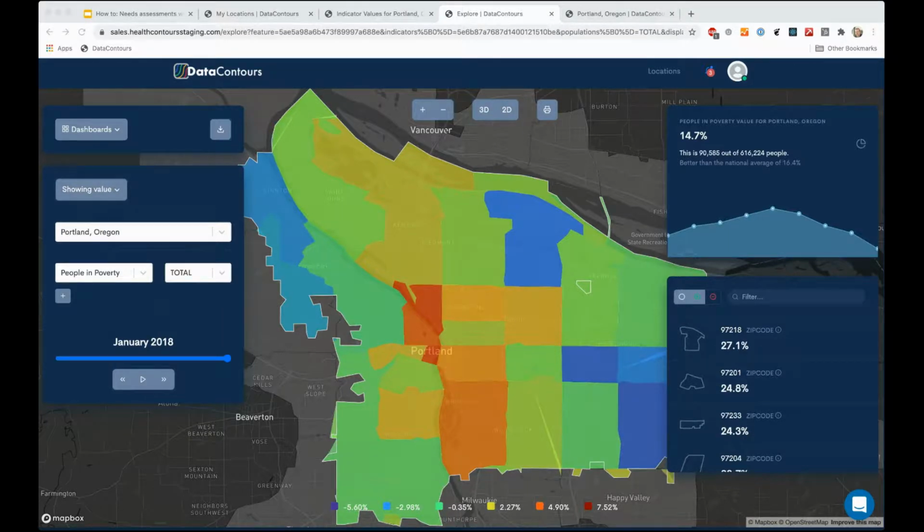Okay, so I'll pause here. Quick question: what about smaller communities? Cities of 80K or less, where census tracts aren't granular enough? Yeah, it's a great question.